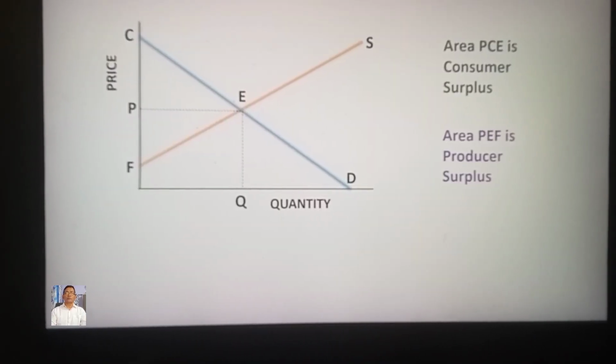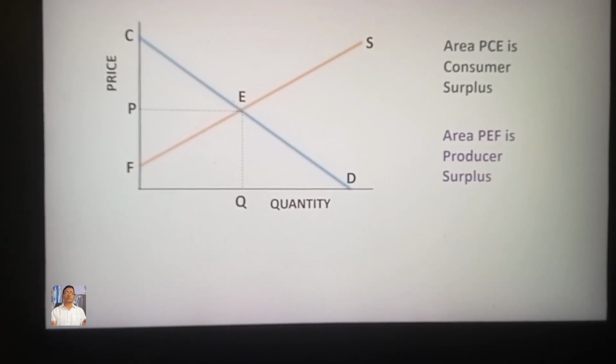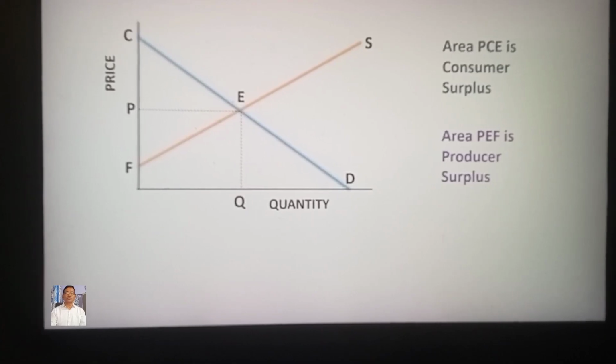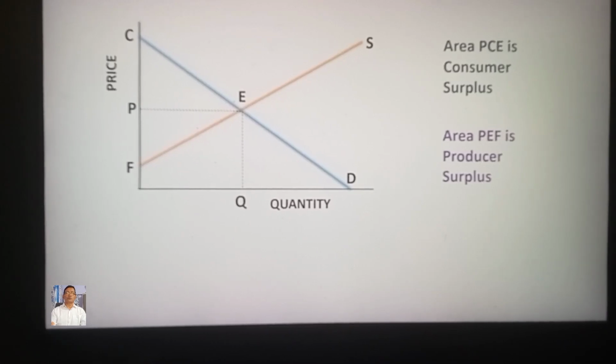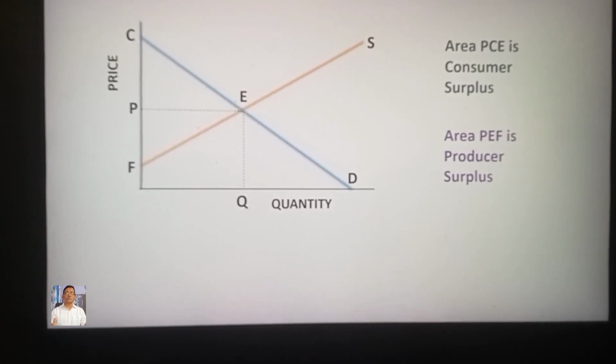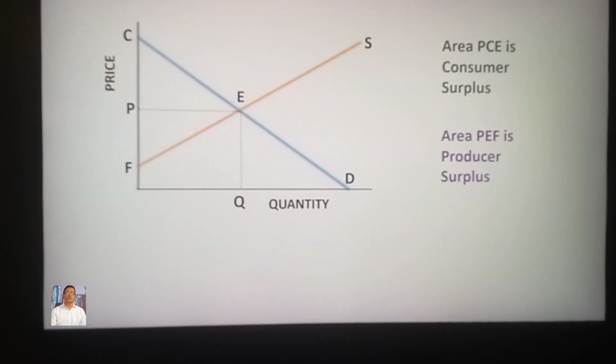On a standard supply and demand graph, consumer surplus is the area above the market price and below the demand curve. Here, area PCE, while producer surplus lies below the market price and above the supply curve. Here, area PEF. In perfectly competitive markets, the equilibrium price and quantity, P and Q in the graph, maximize total surplus, meaning resources are allocated in the most efficient way possible.